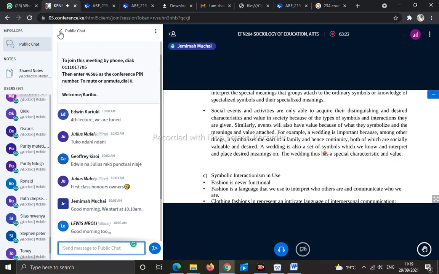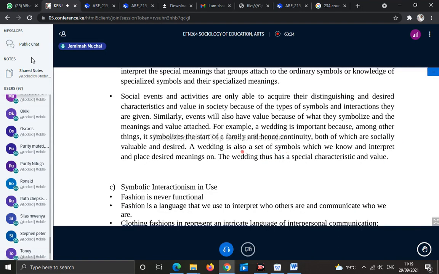A set of symbols. Apart from starting a family and hence continuity, look at the types of weddings we are having these days. It is a status symbol. There are people who are spending so much money for their wedding so that it can be on the wedding shows. Others, they want to show people "sisi tuko". So that's what we are talking about.